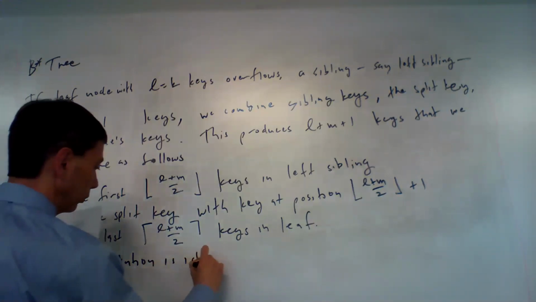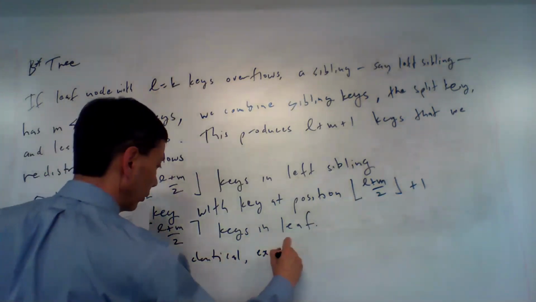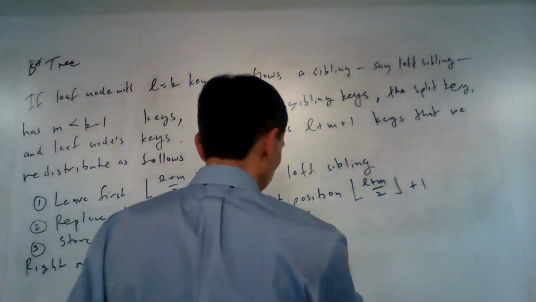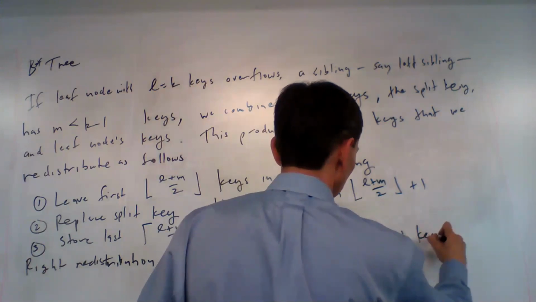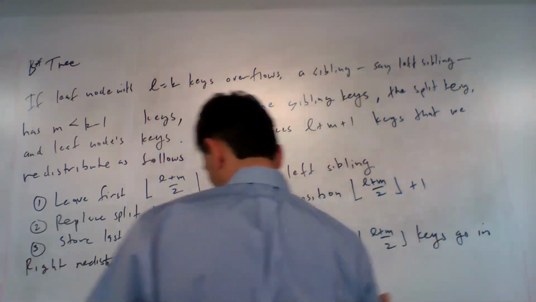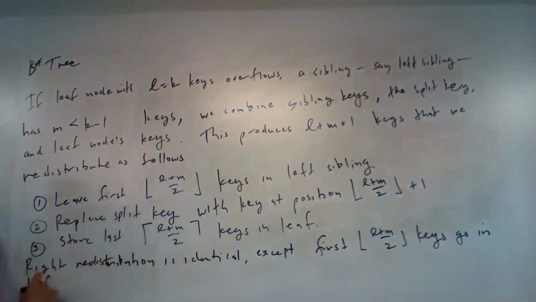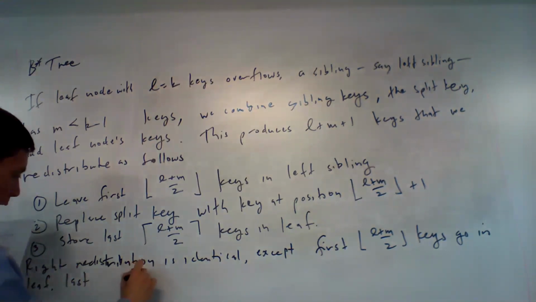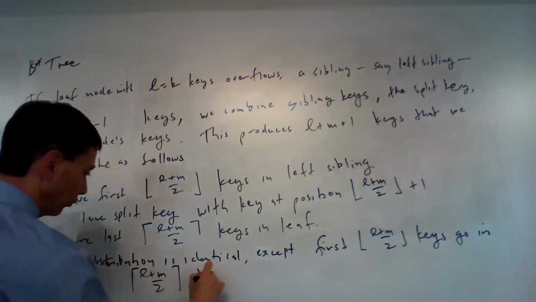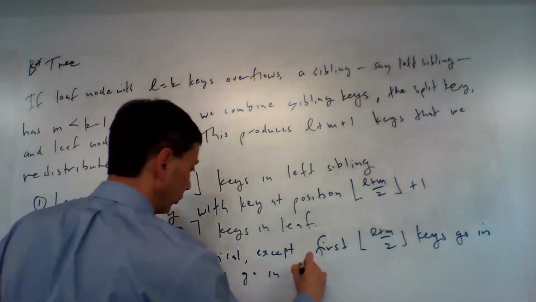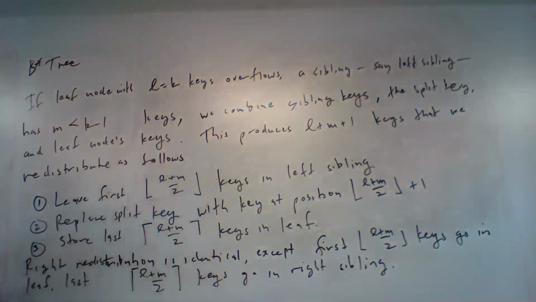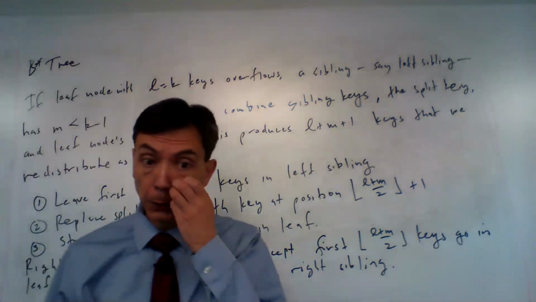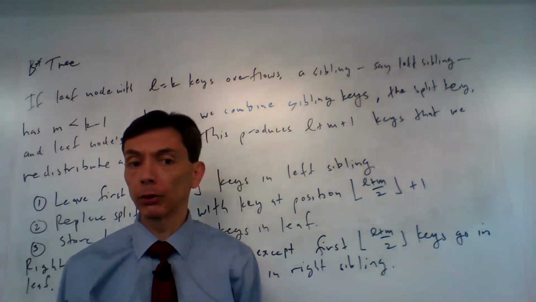Okay, and right redistribution is identical, except the first L plus M over 2 keys go in the leaf, and the last L plus M over 2 keys go in the right sibling. So it's exactly the same, except that you obviously put the first chunk in the leaf and the second chunk in the right sibling because you want to maintain order. The right sibling should have keys that are bigger than the ones in the leaf.